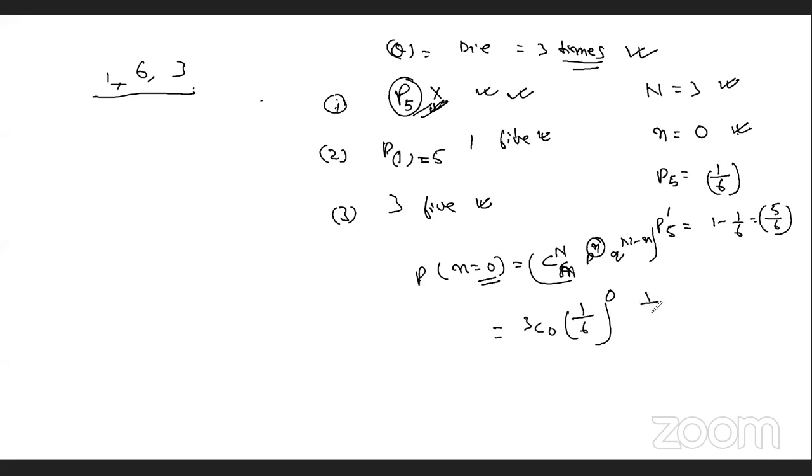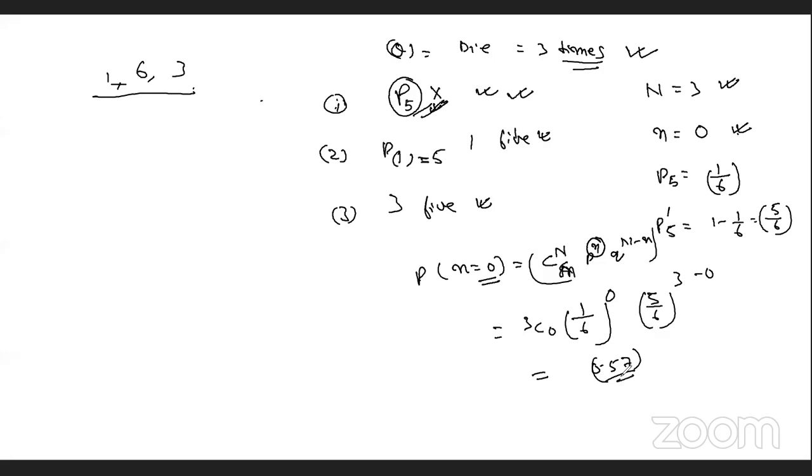Now, 5 by 6, I can say. So in this particular place I can write 5 by 6, and then to the power capital N minus small n, meaning the number of trials minus the number of successes. So number of trials is equal to 3 minus number of successes equal to 0. Finally it will be equal to 3. Okay, so if you solve these things, you will be able to get 0.57.